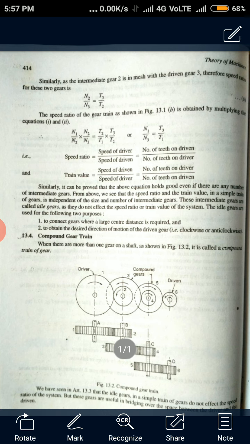So N1 by N2 into N2 by N3 equal to T2 by T1 into T3 by T2. So eliminate T2, T2, N2, N2. So what are you going to get here? Speed ratio N1 by N3 equal to T3 by T1. So in this way, you should be able to obtain the speed ratio for a simple gear train.